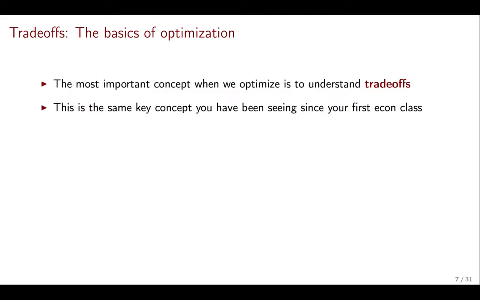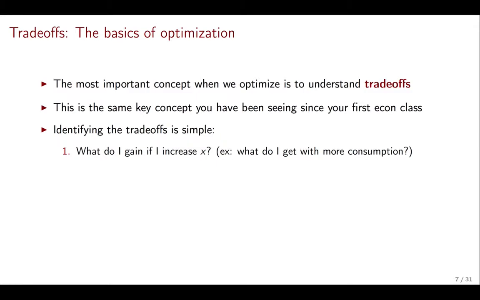making that decision. This is in fact the same concept you've been seeing since your first econ class, and it's a concept that's going to come again and again, regardless of whether you're taking a class in game theory, a class in macroeconomics, a class in firm behavior or industrial organization. All of these classes are going to have in common that you're going to have agents that are making decisions and trading off the benefits and costs of those decisions.